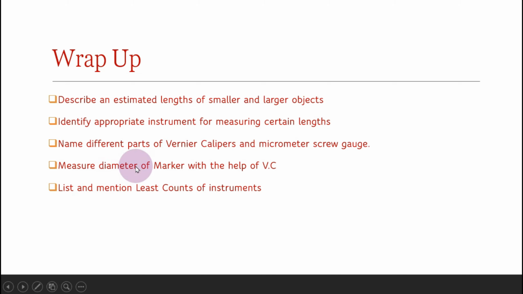This we discussed. Then we discussed different parts of the vernier caliper. We will discuss the screw gauge next. We also calculated the diameter of the marker with the vernier caliper, and we discussed least counts. So that is enough for today.